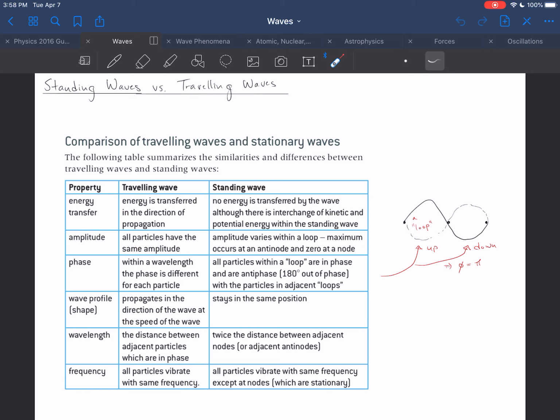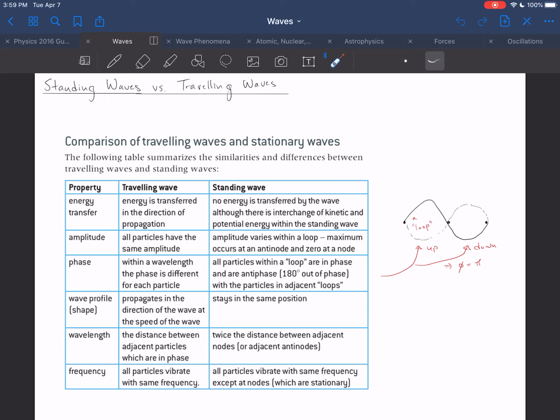So, if we were to compare standing waves versus traveling waves, we could do so using a number of different properties. With respect to energy transfer, traveling waves transfer energy in the direction of propagation. So if you have a standard traveling wave and it moves, it will end up transferring energy in that direction of propagation, whereas a standing wave does not transfer energy from one end to the other. Although there is interchange of kinetic and potential energy within the standing wave. So very consistently, kinetic energy is converted to potential energy at every point along the wave.